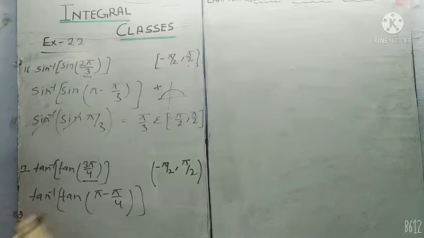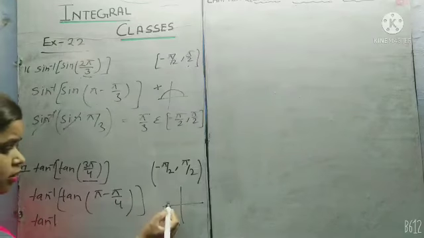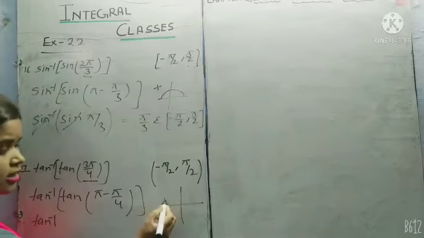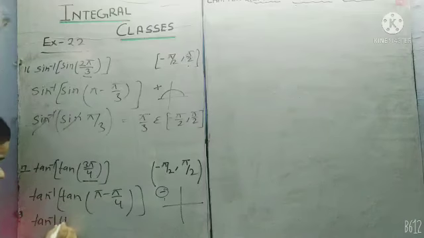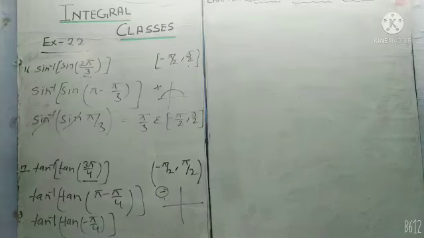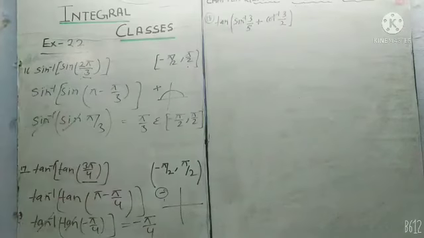Now pi minus pi by 4, in which quadrant does it lie? If we draw the quadrants, it is the second quadrant. In the second quadrant tan is negative, so it becomes tan of minus pi by 4. Now tan cancels tan inverse, so the answer we get is minus pi by 4.